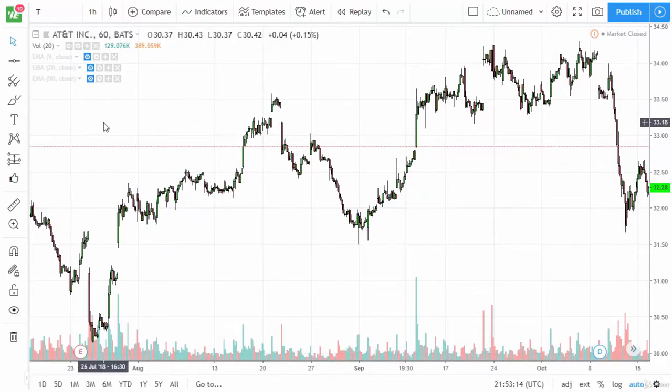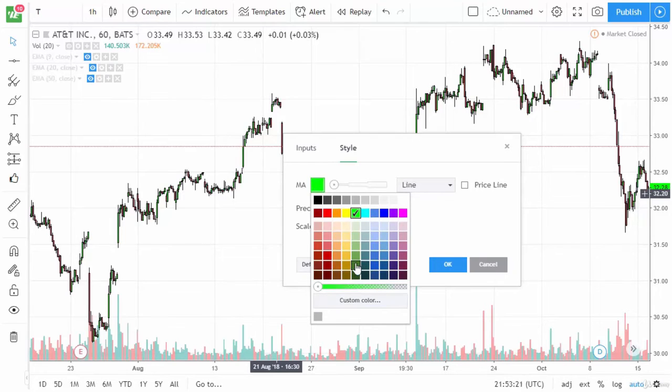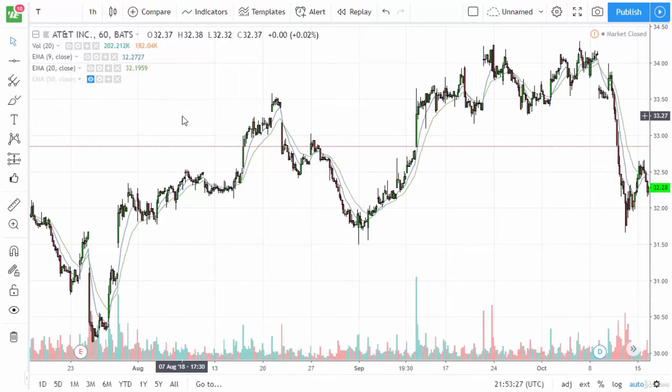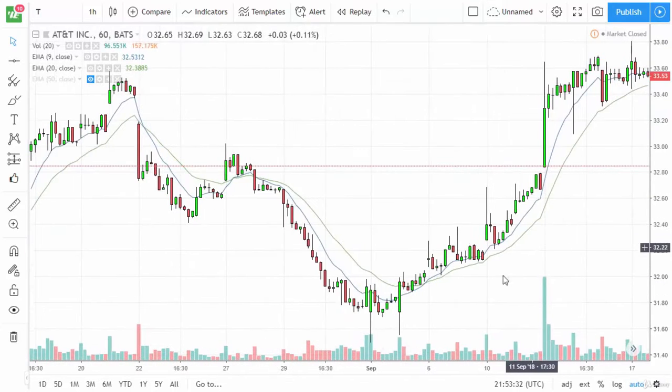Most of the time, though, what you're going to see is I'll make the 20 green. I'll make it a darker green than that. Okay. So I'll make the 20 green. And then the 9 is blue. Now, in this case, you can use this as a crossover strategy. And as long as you're trending, it does work quite well.